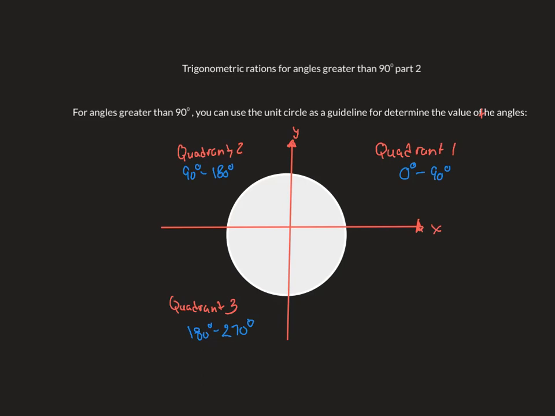And finally, this is quadrant 4, which happens between 270 degrees to 360 degrees. Okay, so those are your 4 quadrants. So no matter where your line ends up, that is the angles that determine that area. Okay, so let's take a look at how these examples work.